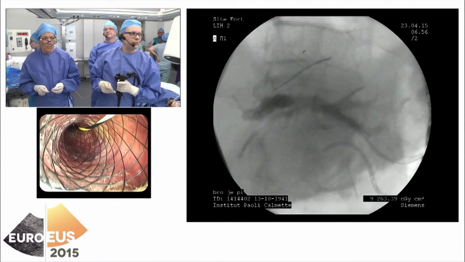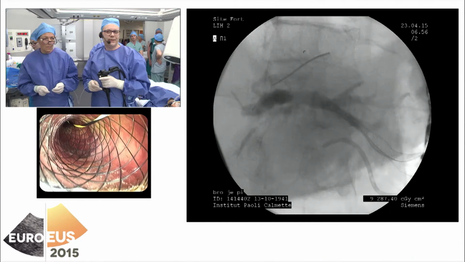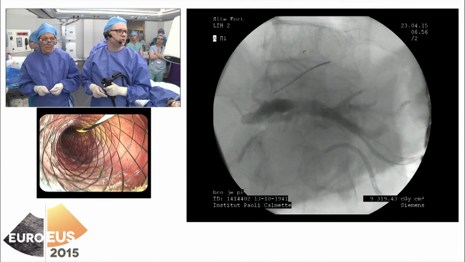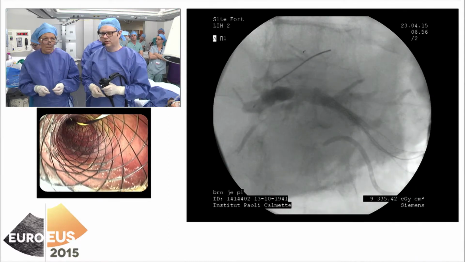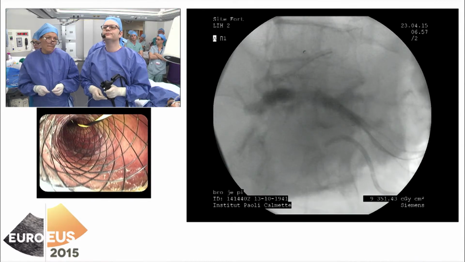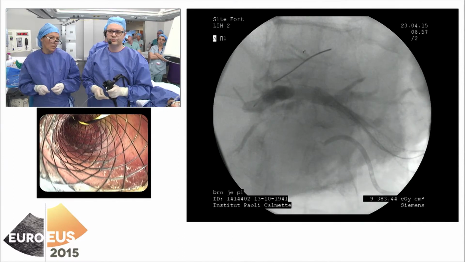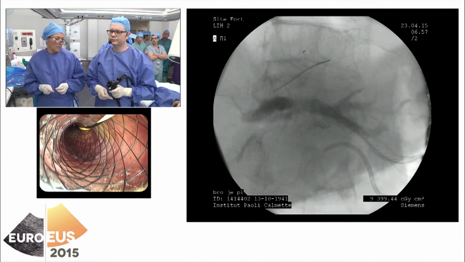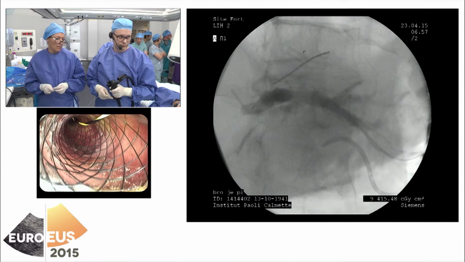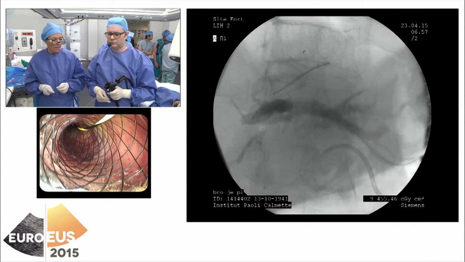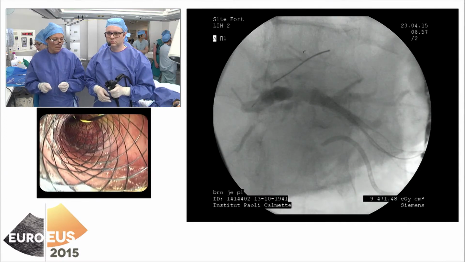So now we will try to place a double pigtail stent to avoid migration of the stent, because it's a risk in this situation. But we see very well the imprint of the gastric wall on the fluoroscopy, as well as the imprint of the liver, and the part in between, which is more dilated, expanded.